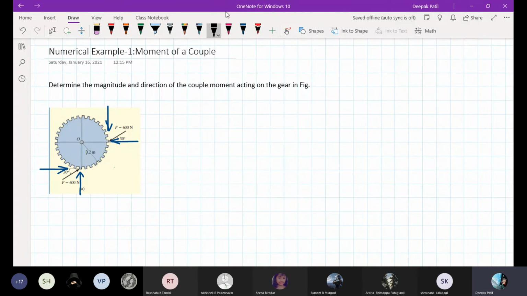So 600 newtons at 30 degrees. This will be 600 cos 30. And the same thing, 600 newtons at 30 degrees, so this also should be 600 cos 30, and this will be 600 sin 30, and this also will be 600 sin 30.